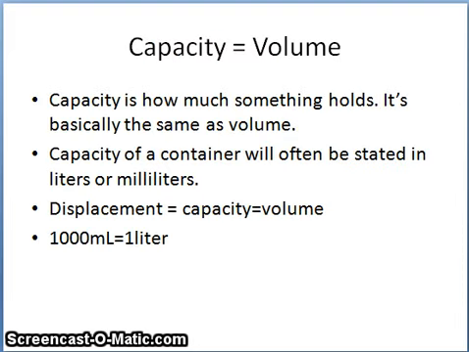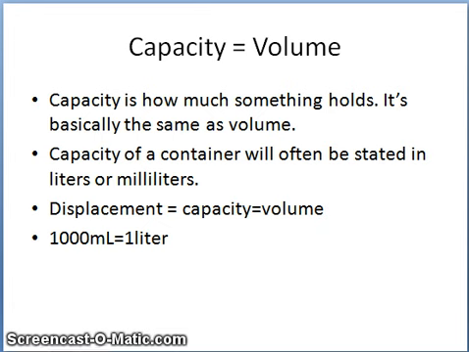So what this lesson is largely about is changing between units, and also a little bit about talking about capacity and volume. Capacity is kind of the same thing as volume. It's one of those things where you use different words in different situations, but they're essentially the same thing. So when you think capacity, think volume. Capacity is how much something holds. It's basically the same thing as volume, just a different way of saying it.